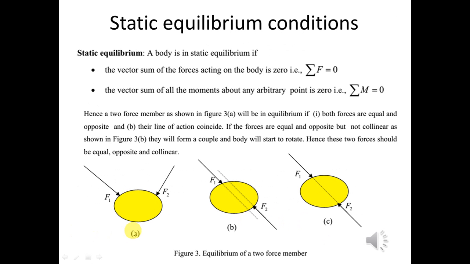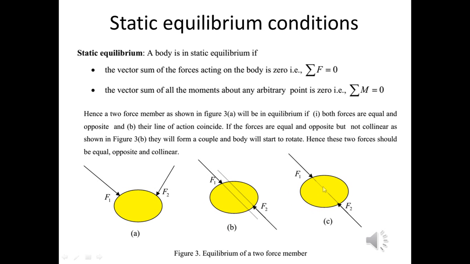Okay, so static equilibrium conditions. Three examples are given here. These are the forces F1 and F2 acting on an object. If you go through these figures, you'll be able to understand that this talks about the line of action of forces, force F1 as well as F2.